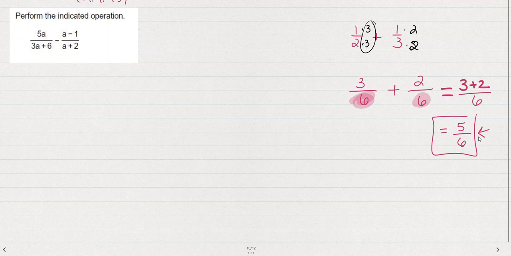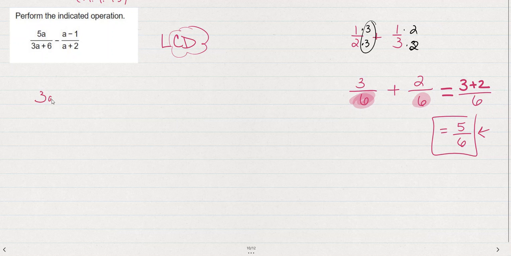Let's look at this example we have: 5a over 3a plus 6 minus a minus 1 over a plus 2. First thing we need to do is find the, I'm going to say least common denominator, but in a pinch, even a common denominator would do. It's going to be to our advantage, though, to be able to find the least common denominator.